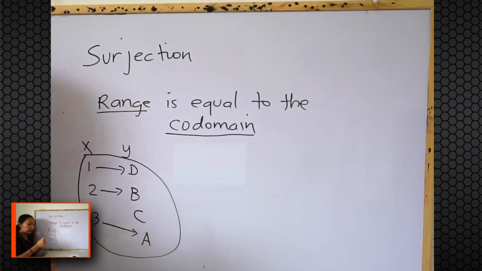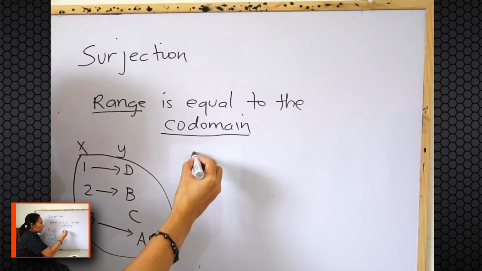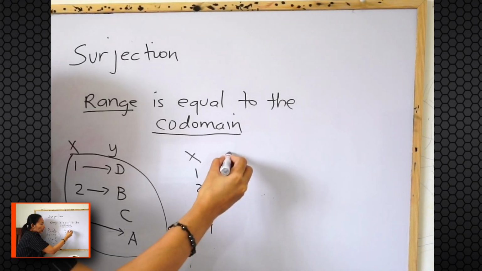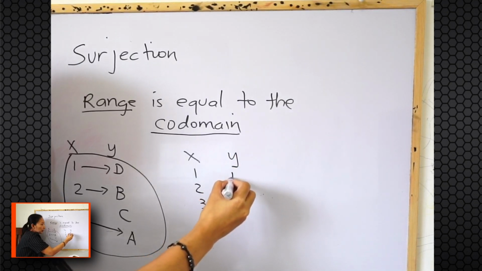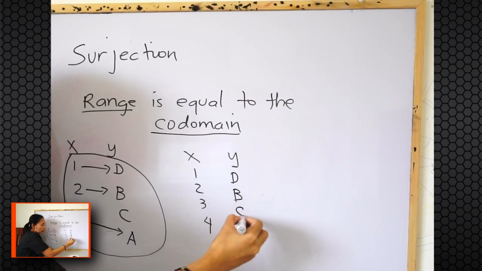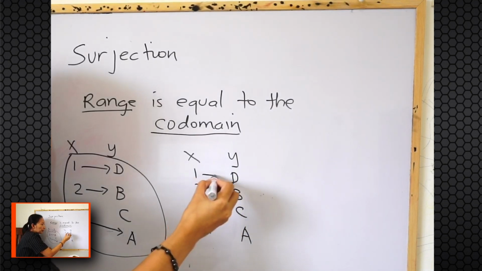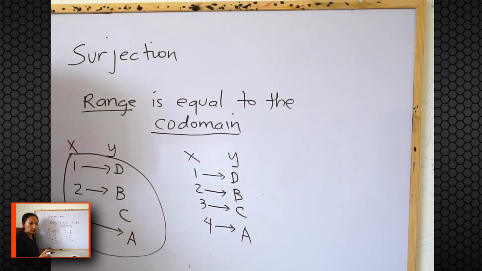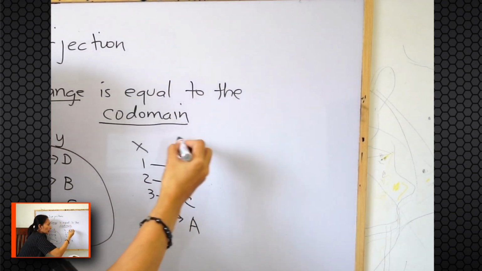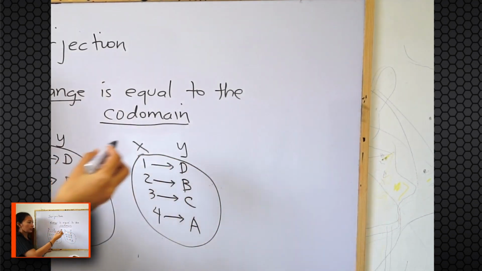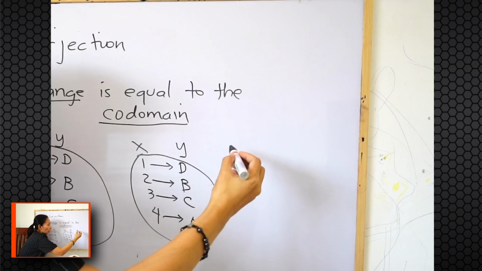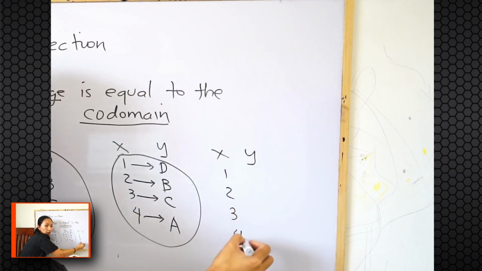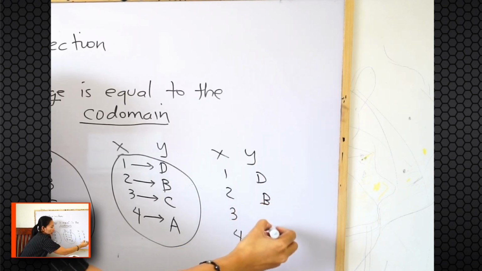Nothing is mapped to C. Whereas in the second arrow diagram, the x elements are 1, 2, 3, 4, and the y elements are D, B, C, A. 1 maps to D, 2 maps to B, 3 maps to C, 4 maps to A. And then we have the third one, X, Y, where 1, 2, 3, 4 map to D, B, C.